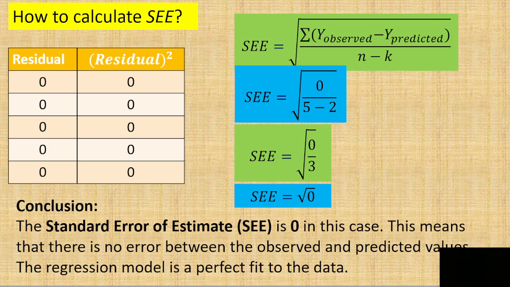Our y observed minus y predicted is 0. So 0 divided by 3, that is 0. Why n minus 2? Because we are using two parameters, so 5 minus 2. So our SSE is 0 in this case. This means that there is no error between the observed and predicted values. So our regression model fits the data perfectly.